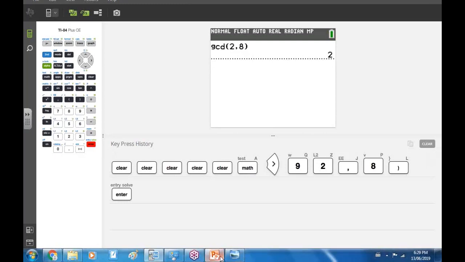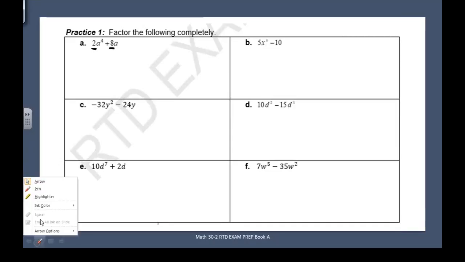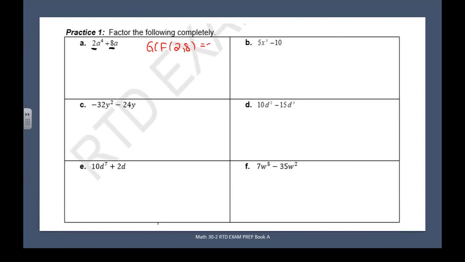Okay, so let's go back here. I know that the greatest common factor between 2 and 8 is 2. Let's look at the greatest common factor between a exponent 4 and a. It has to be common, and it is the smaller of the two. See how there's a 4 here and an invisible 1? So altogether, the greatest common factor is 2a.